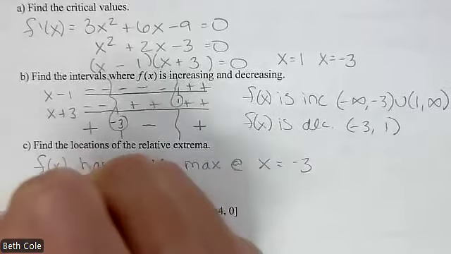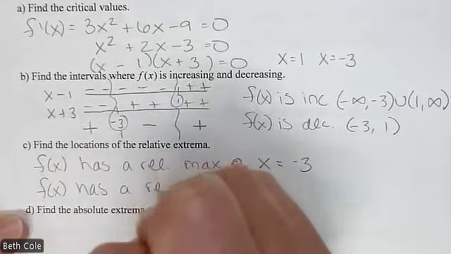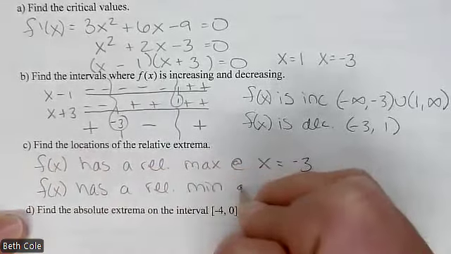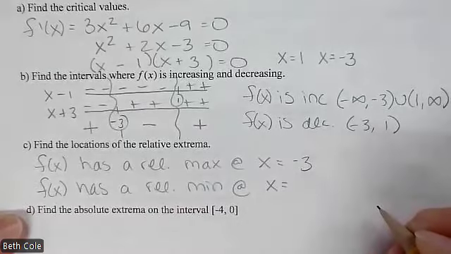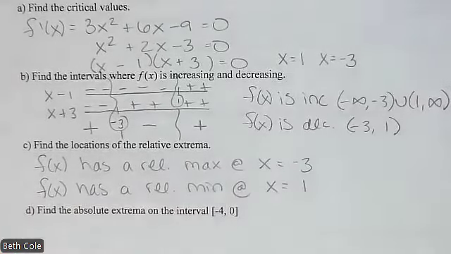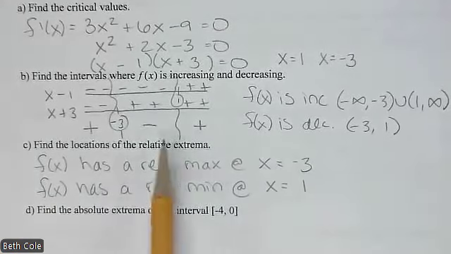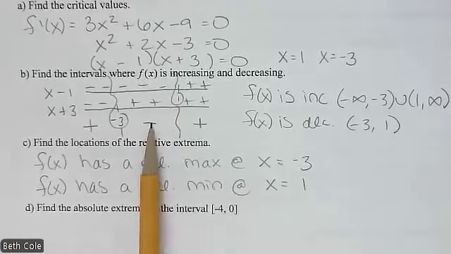And then your sibling statement, f of x has a relative minimum at x equals 1 because why. If you say it, they will not give it to you. F prime changes from negative to positive.